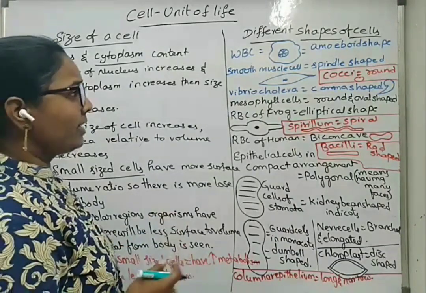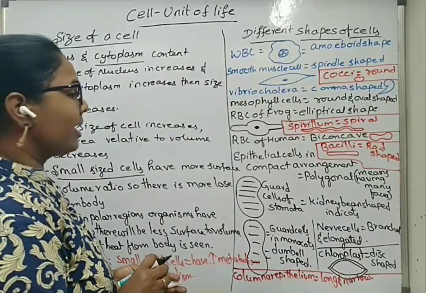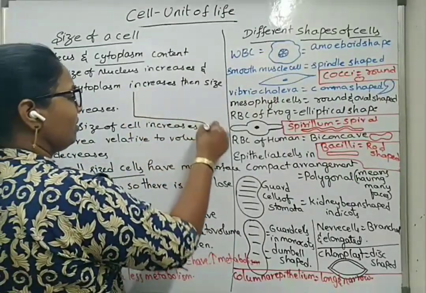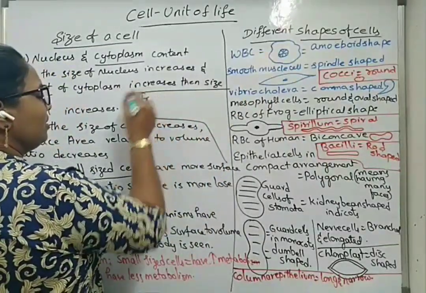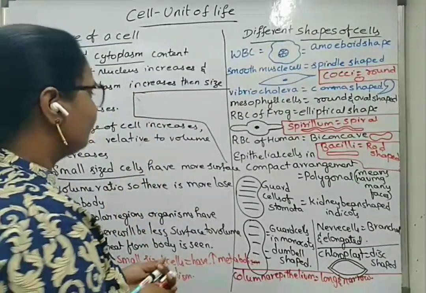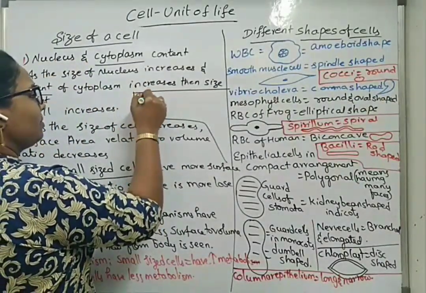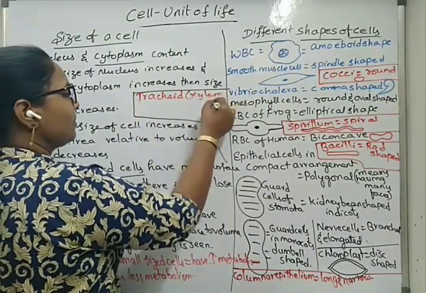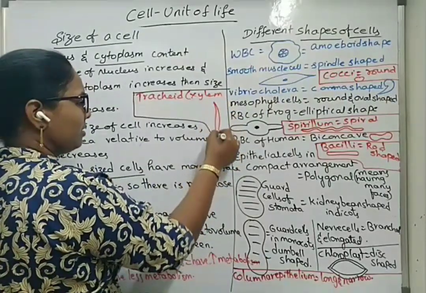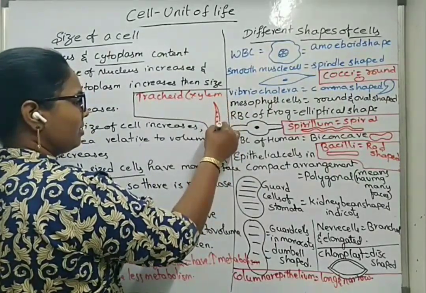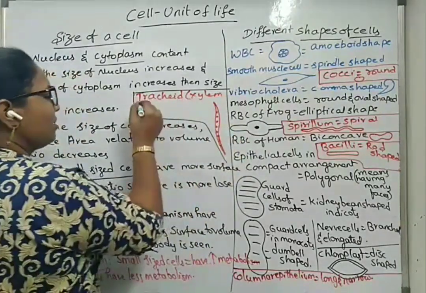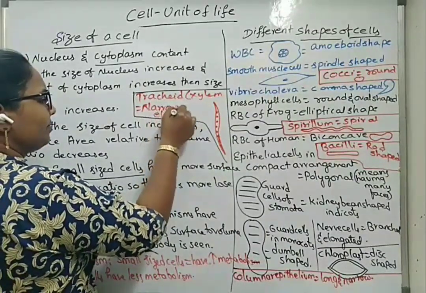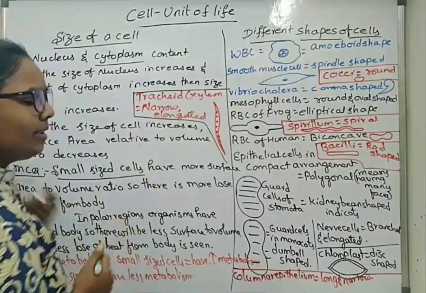If we go for tracheid type of cell in plant anatomy, tracheid is elongated and narrow. So, xylem tracheid. This is like this. This is narrow and elongated.